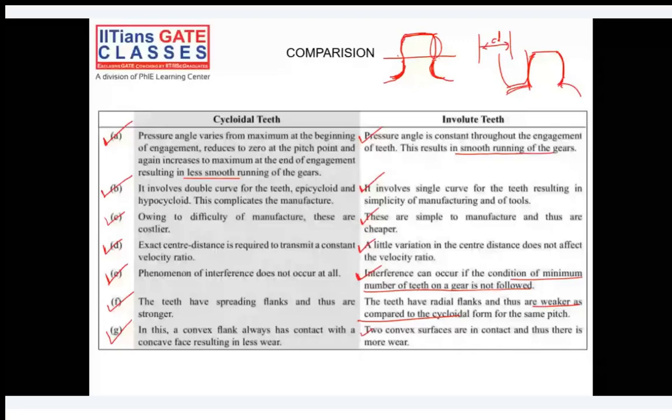So these are the different pros and cons whenever it comes to a cycloidal profile or an involute profile. So you can expect some theoretical questions from this, either match A or B or choose the correct option. If you know these details, you will easily be able to answer those questions. Can I proceed towards the next slide?